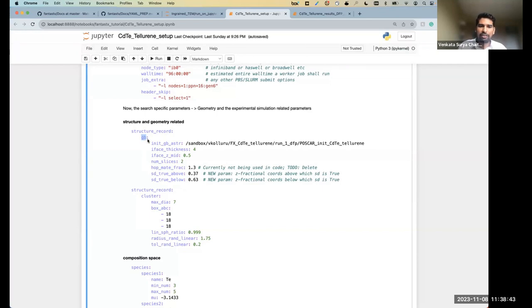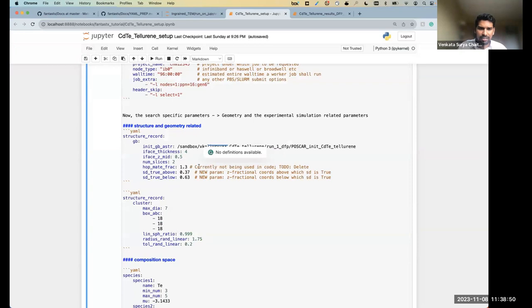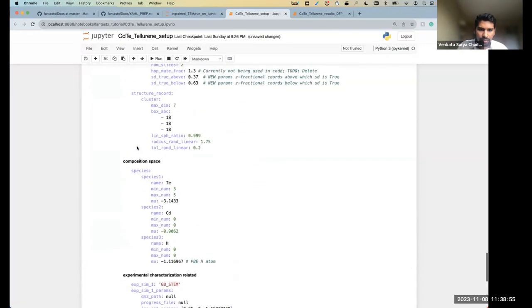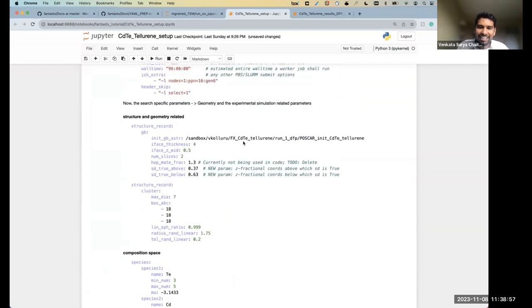For example, for the grain boundary, we have to specify the interface thickness and the initial grain boundary structure that we got from Ingrained. Also, these correspond to the selective dynamics flags. So which basically means within the VASP calculation, we want to freeze all the atoms below this Z coordinate and above this Z coordinate.